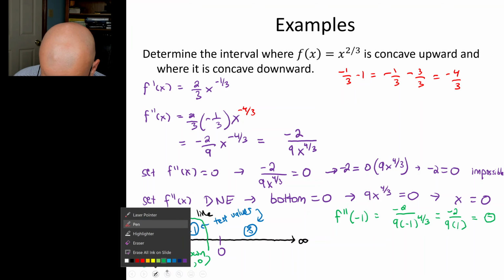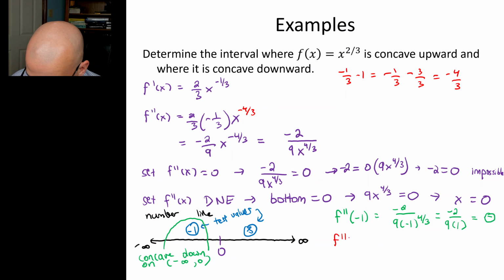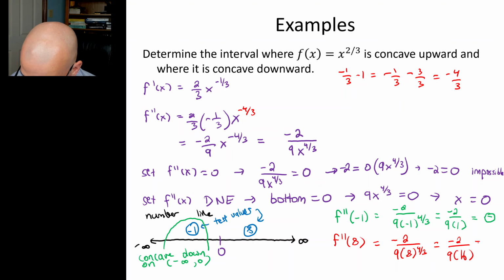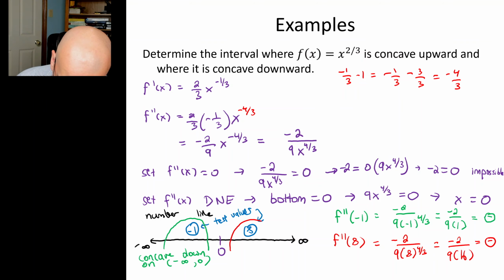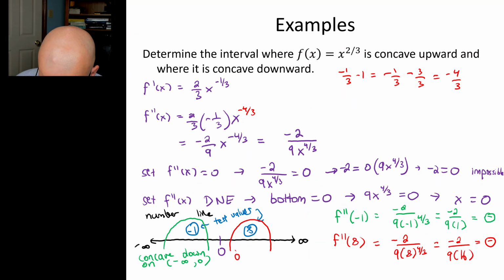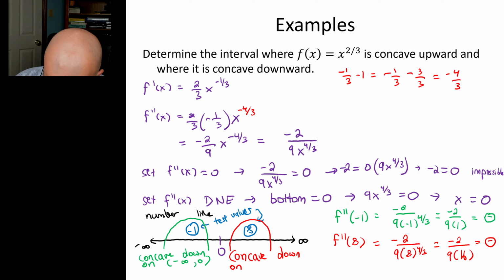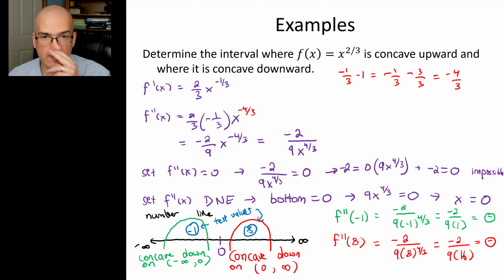Now we're going to choose the second test value, f double prime of 8. We get negative 2 divided by 9 times 8 to the power of 4/3. 8 to the power of 4/3, cube root of 8 is 2, 2 to the power of 4 is 16. So we get something negative again. So it's also concave down there, on the interval from 0 to infinity. So it's concave down everywhere.